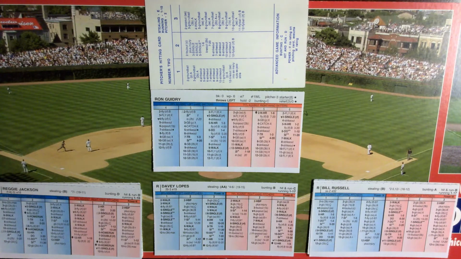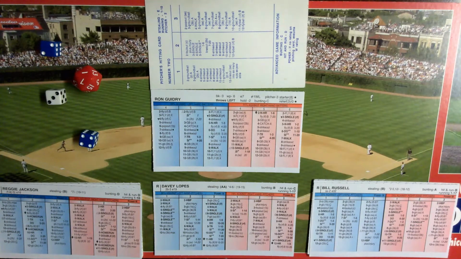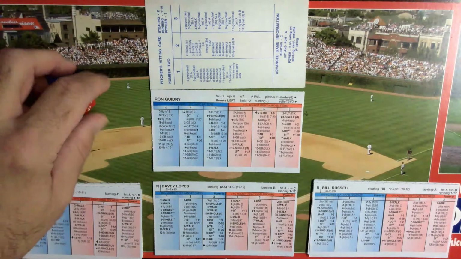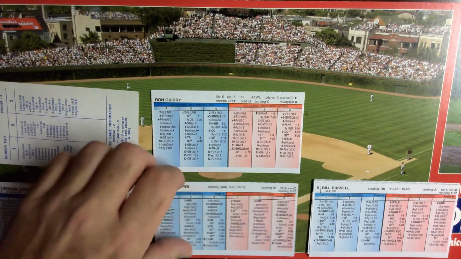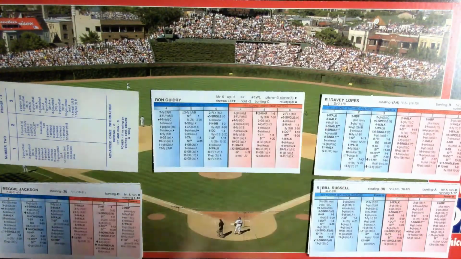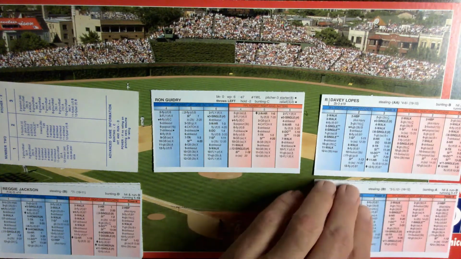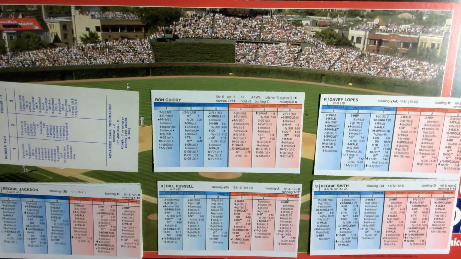For the right-handed hitting Davey Lopes, Rao is not being held at second. That is a 7 and okay, a 3 and a 6. A 3 and a 6 against a left-handed pitcher results in a single to left field. So Rao goes to third. Lopes goes to first. Shortstop Bill Russell is up next.